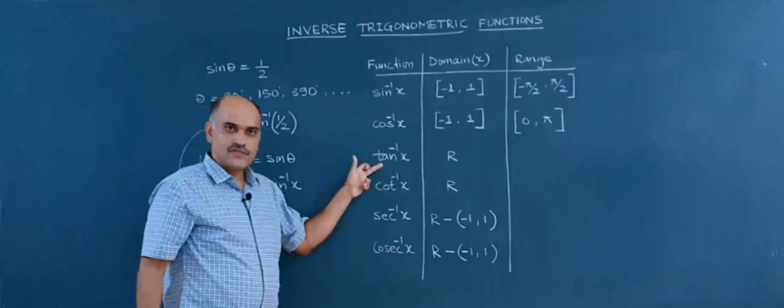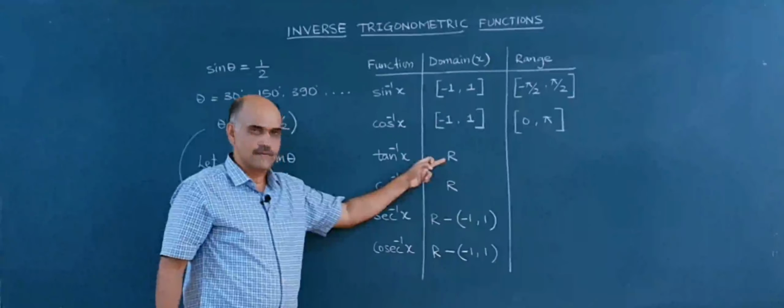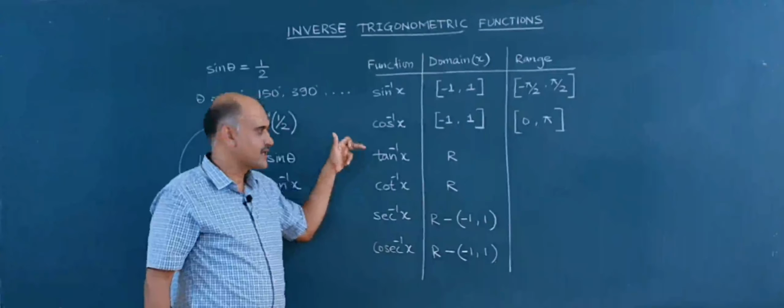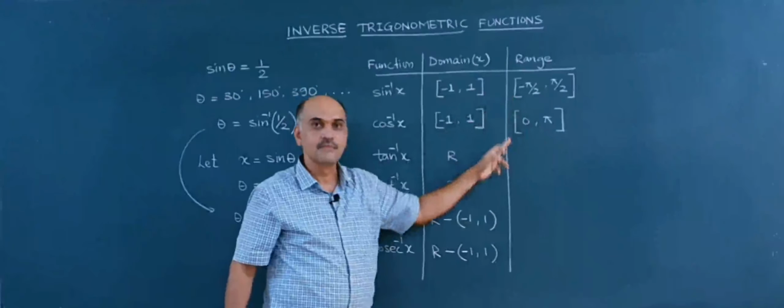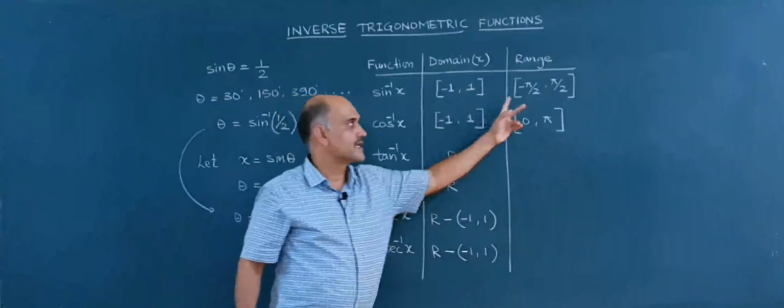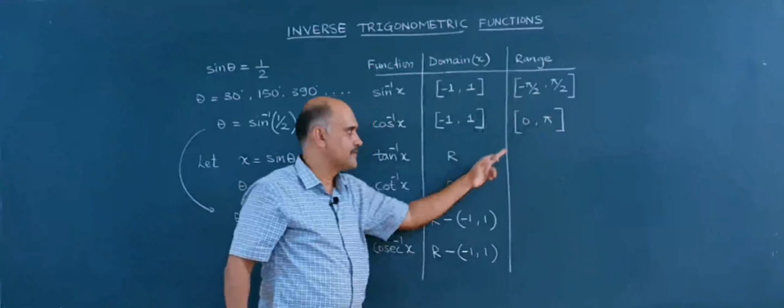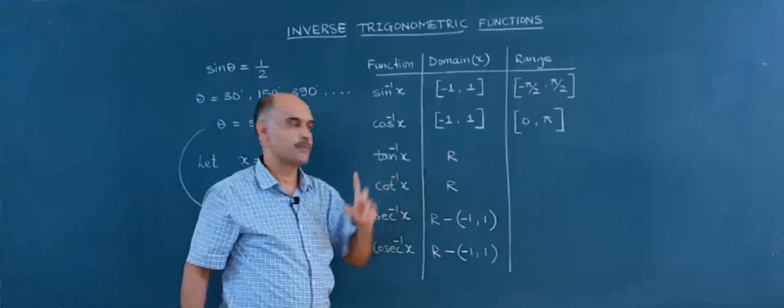For tan inverse x, x takes all real numbers. If you take the angle range for tan inverse x, it will be similar to sin inverse x, but the only difference is that here it will have a closed interval, and there it will have an open interval.